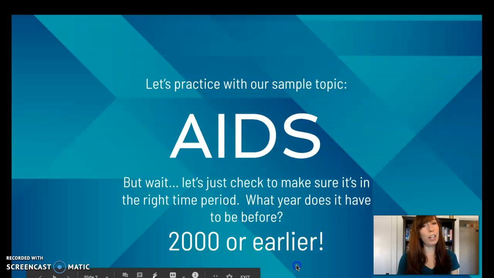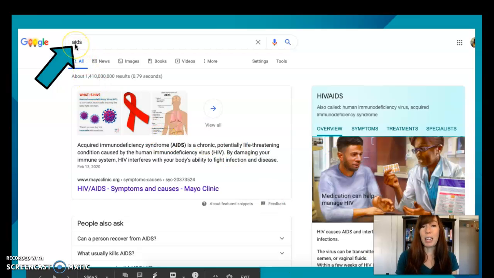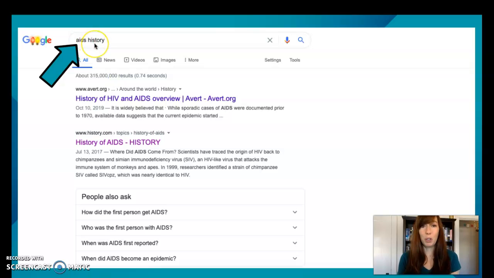2000 or earlier. So I searched AIDS on Google, and I saw this from the mayoclinic.org, and this, but I don't see any years telling me when AIDS started. So I searched up AIDS history instead, and I can see one source at the top and another here. I know history.com is a reputable, reliable source. It says History of AIDS, so I'm going to tap on that.